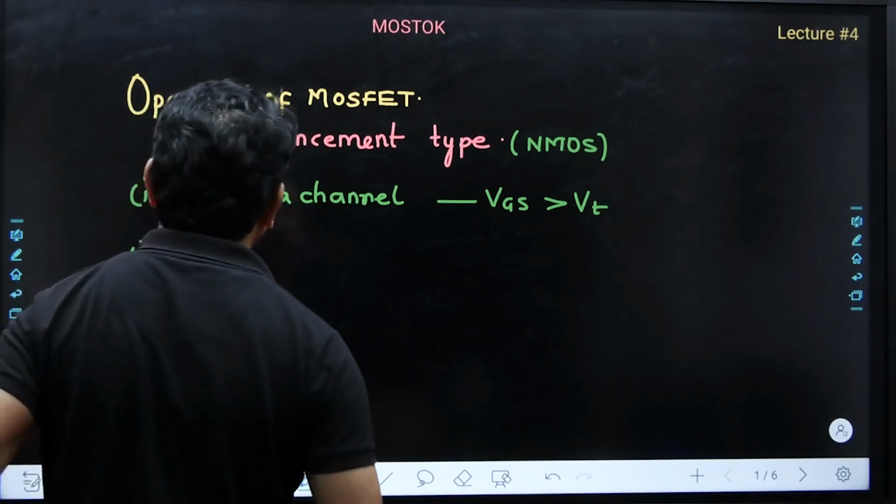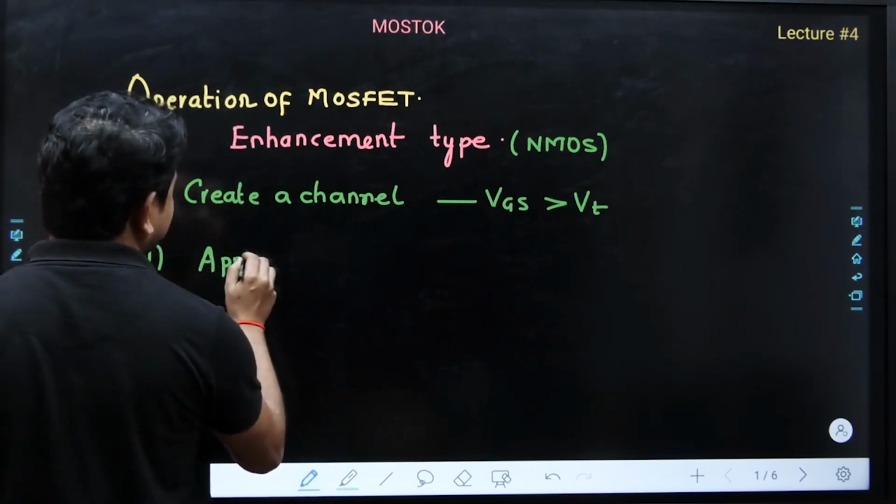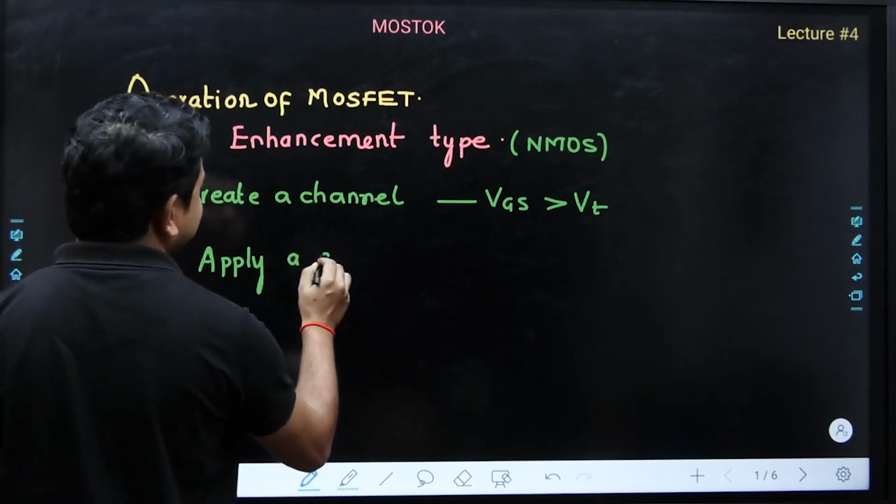Then we have to apply potentials, where one is the gate terminal and the second is the drain terminal. So apply a small voltage.